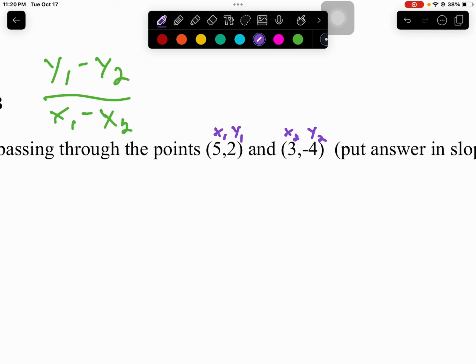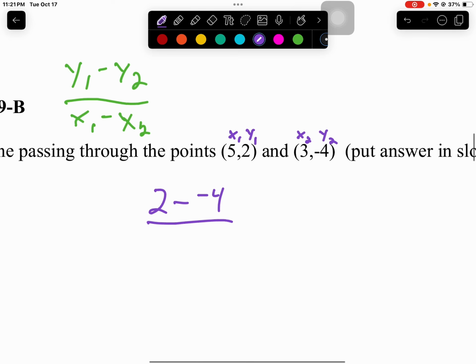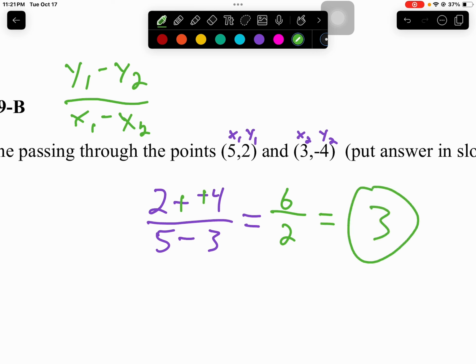So y1 is 2 minus y2 is -4. Don't forget about the negatives. The -4 does not mean it's 4. It is a -4. So please put the minus in there. And then divided by x1, which was 5, minus x2, which is 3. Okay, 2 minus -4 becomes 2 plus 4. So you get 6. And then 5 minus 3 is 2. And so your slope is 3 when you divide 6 by 2.